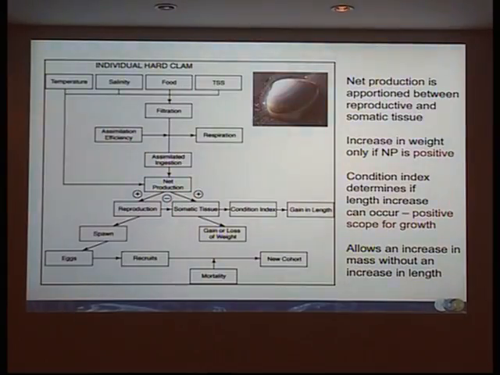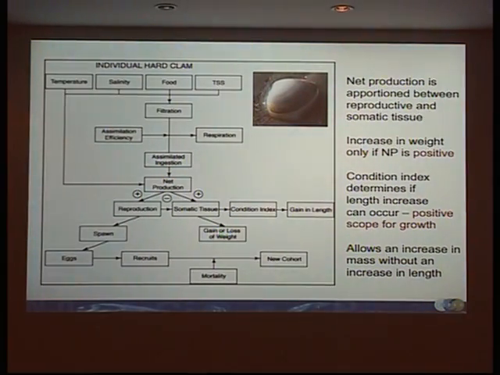All right, so now if you look at a model that was developed for a hard clam, what's shown here, again, you go through the thing, you have the environmental forcing here, filtration, assimilation, respiration, get down here to net production, apportion it between somatic and reproductive tissue, and then if the somatic tissue is positive, you can in fact gain weight. If it's negative, you in fact lose weight. But what we do here at this point is use a concept which is scope for growth, which is if you've got enough left over after you've done all your maintenance, you've done everything, then you can increase in length.